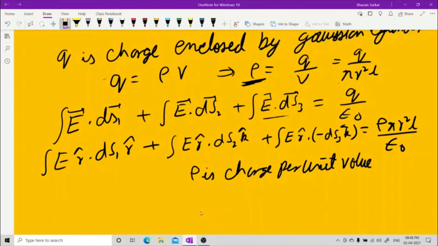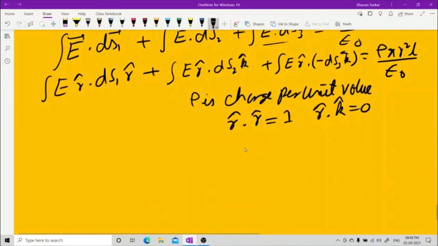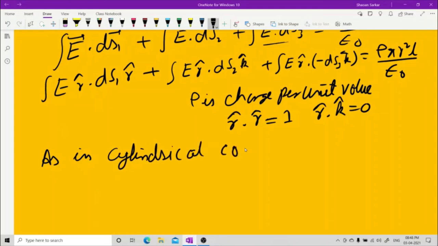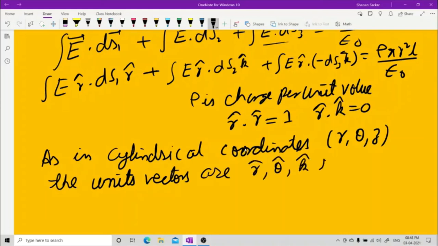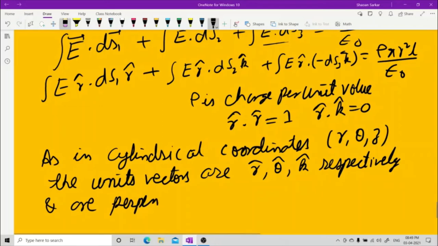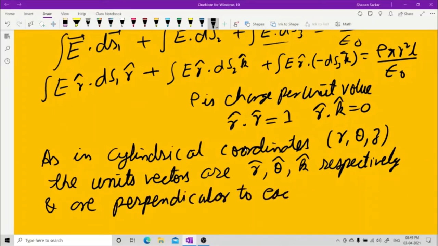Now you have from here, and you know that r cap dot k cap is 0 because they are in cylindrical coordinates. I've already mentioned that in cylindrical coordinates r, theta, z, the unit vectors are r cap, theta cap, k cap respectively, and are perpendicular to each other. So that's why this result comes in the dot product.